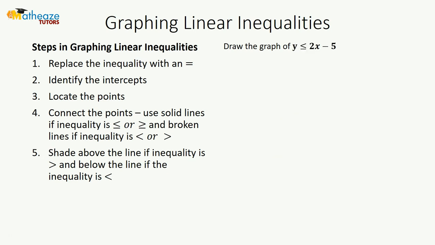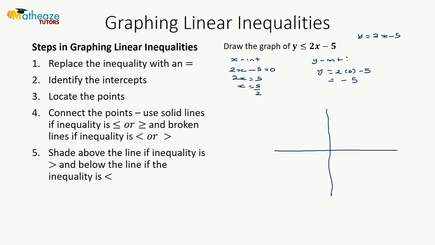Let's look at another one here. First thing we're going to do is y equal to 2x minus 5. So let's look at our x-intercept and y-intercept. X-intercept: 2x minus 5 equal to 0. So 2x equal to 5 and x is 5 over 2. And then for our y-intercept, y equal to 2 times 0 minus 5, which is equal to negative 5. So now we're going to plot these points on the graph. Y equal to negative 5, so let's do this right here. And then x is 5 over 2, so this is 1, 2, let's call this 3. So 5 over 2 is somewhere around here.